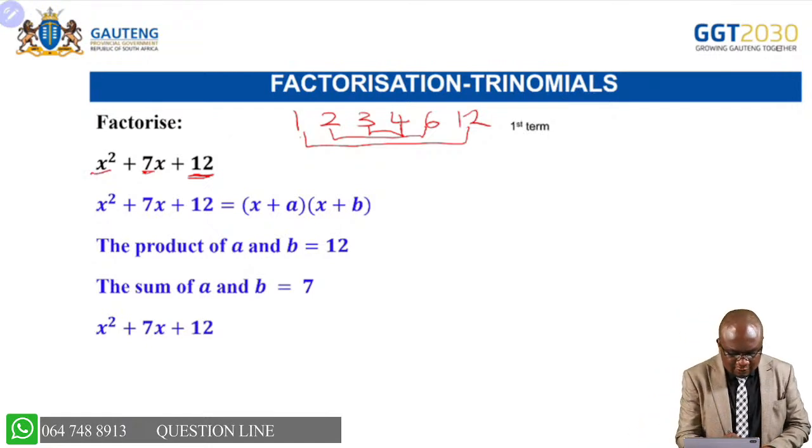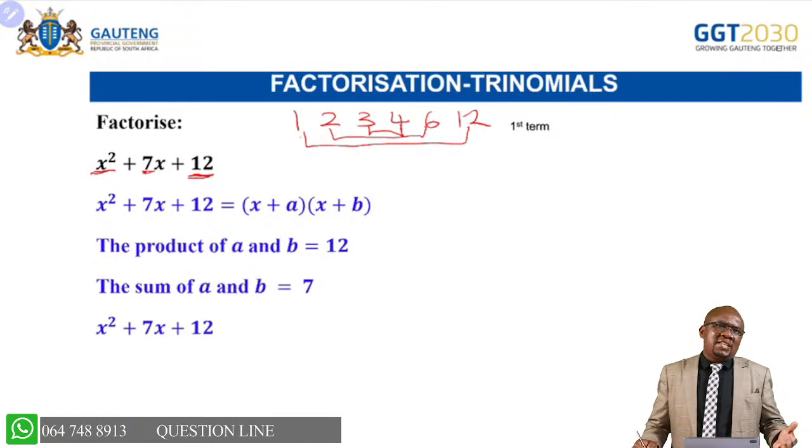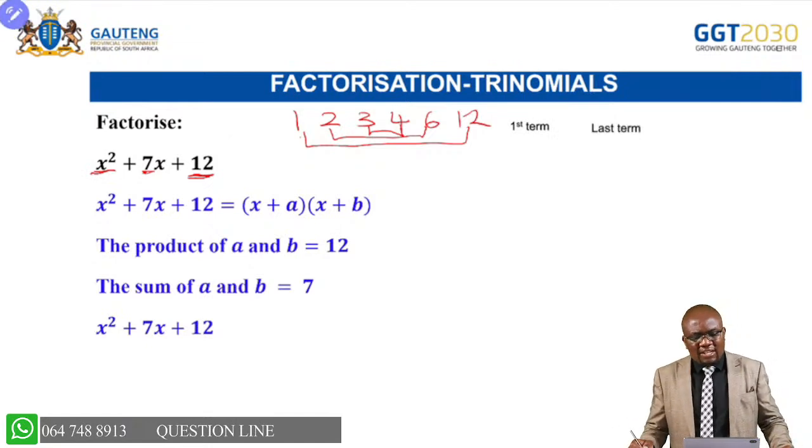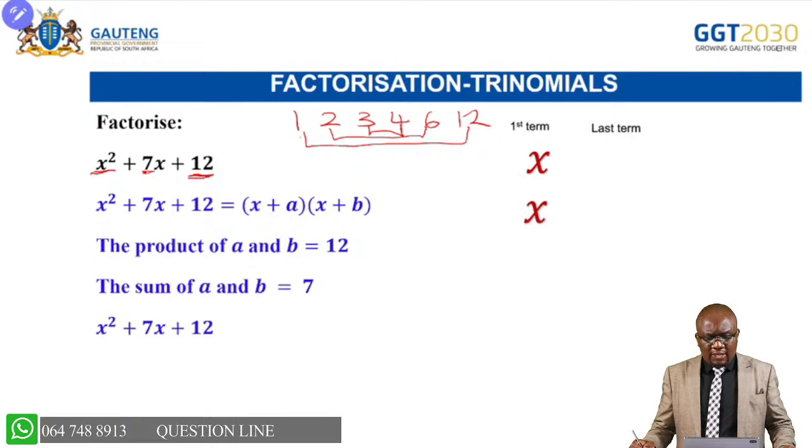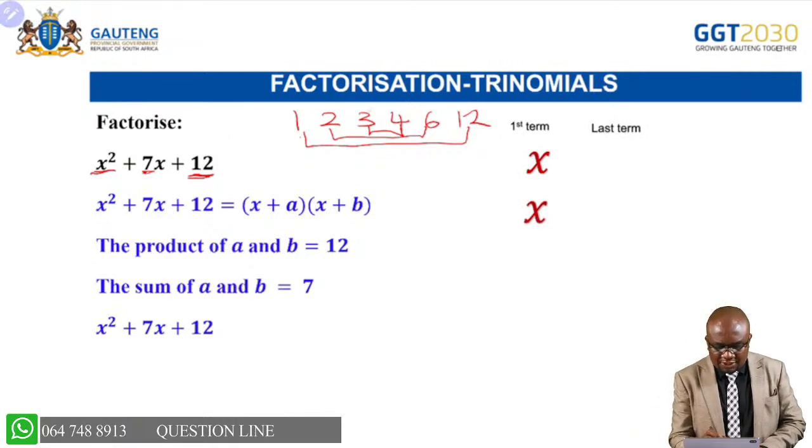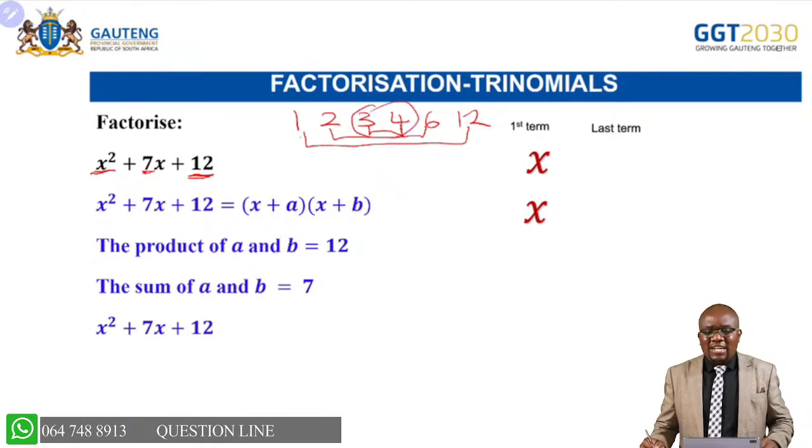The first term is x. The factors of x squared are only x and x. x times x is x squared. You write them like this. And then for our last term, we said we're going to pick 3 and 4. You can write your 3 there, and then you write your 4 there.